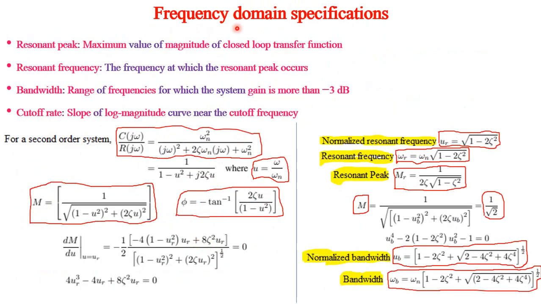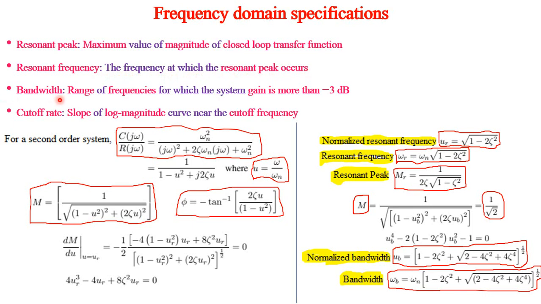Let us discuss the frequency domain specifications. Resonant peak or peak resonance. It is similar to the peak overshoot in time domain. It is the maximum value of the magnitude of the closed loop transfer function. Next frequency domain specification is resonant frequency. It is the frequency at which the resonant peak or the peak resonance occurs.